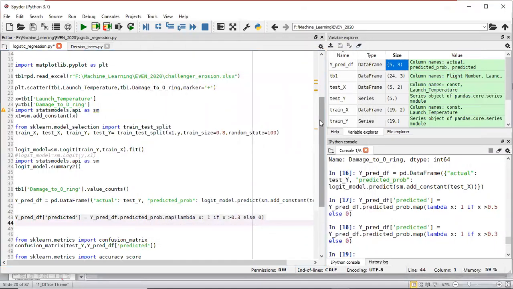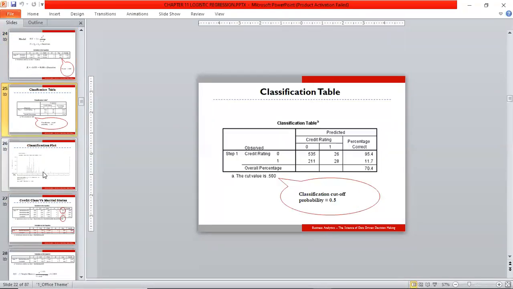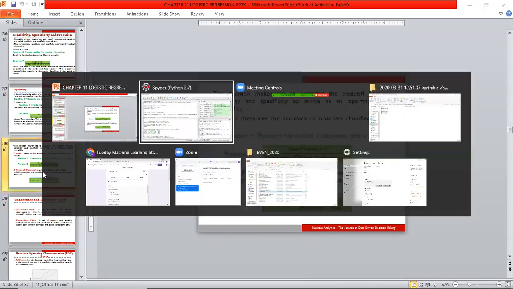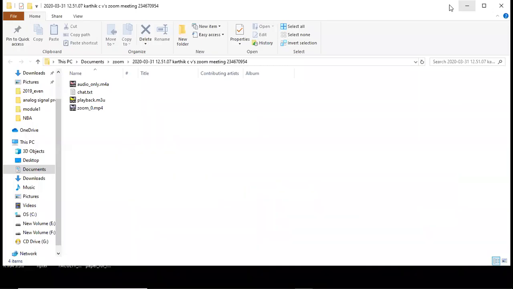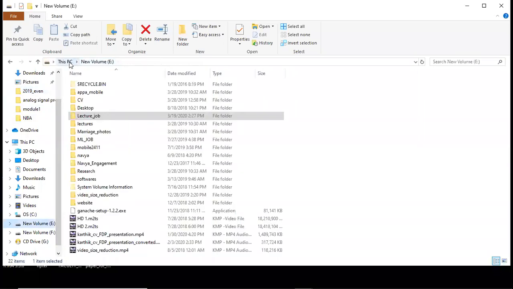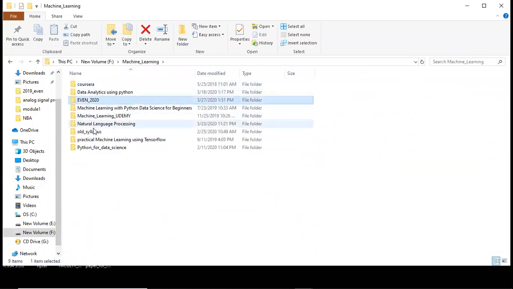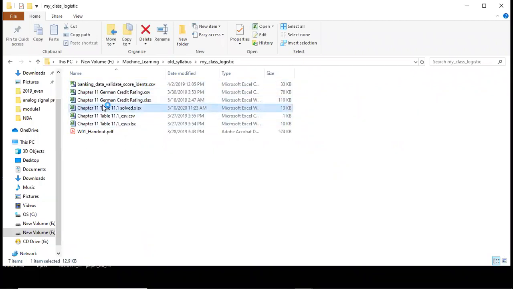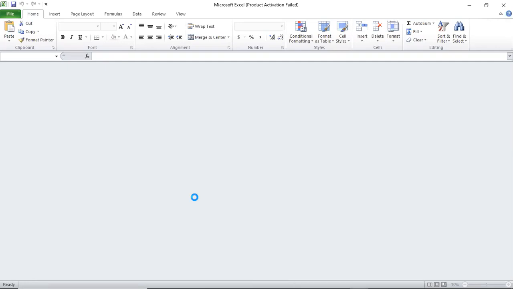Next we have something called the confusion matrix. Last time we were doing the same thing using Excel. I'll explain that confusion matrix here, and later we'll see the same in the Python code.